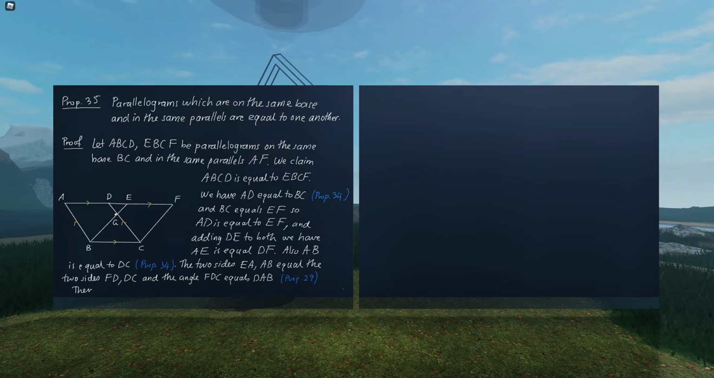Therefore, the base, right? So I've now shown these two triangles are congruent. So the base, which in the one case is BE, equals the base, which in the other case is CF. Yeah, all right.